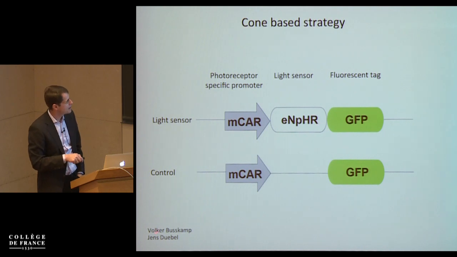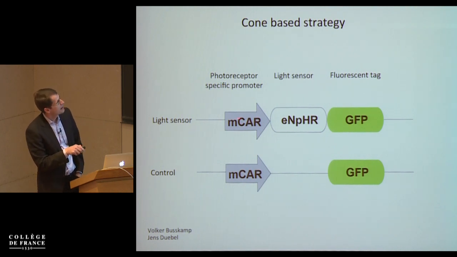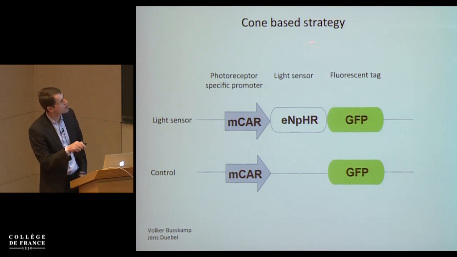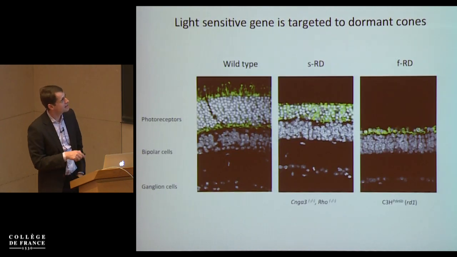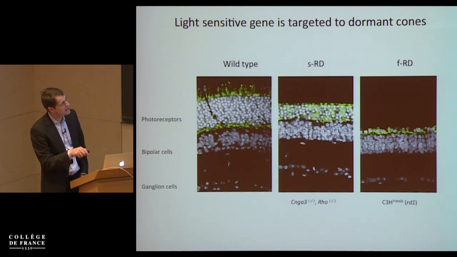This is done by Jens Duebel and Volker Busskamp. Jens Duebel is here in Paris. Volker Busskamp now is in Dresden. And as I told you, you have to come up with a promoter. You have to choose an optogenetic sensor and a fluorescent tag. And once you have it, then you can inject into mice. You can see that in mice, these promoters work really well. You transduce the photoreceptors. And in the case of this retinitis pigmentosa model, the fast RD model, you have a single layer of cones left here, and the rest of the photoreceptors disappeared.